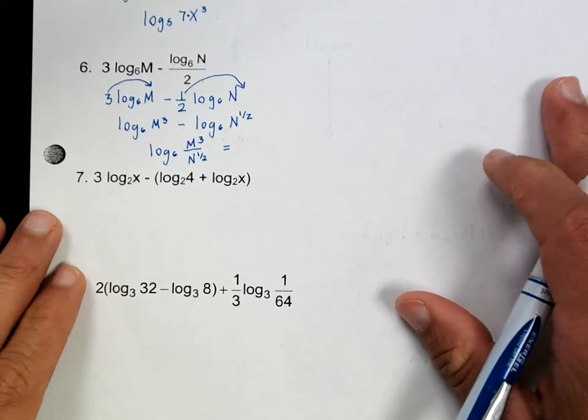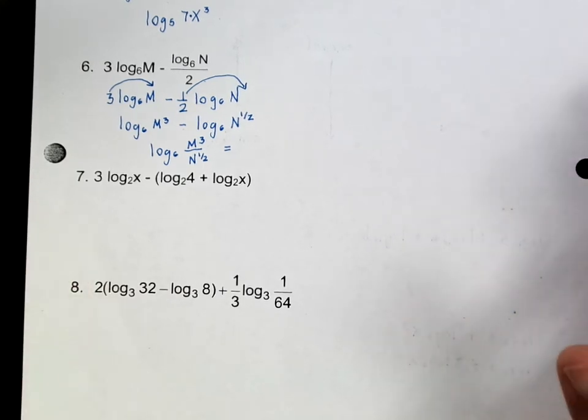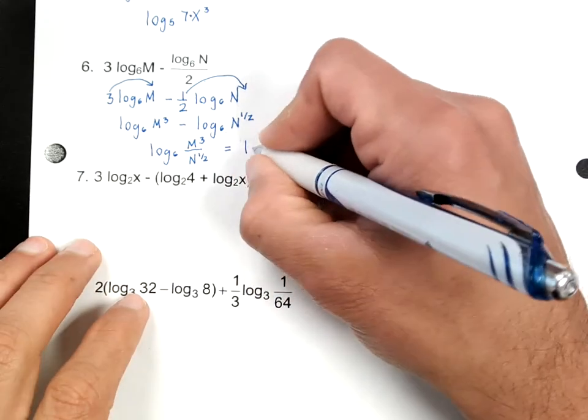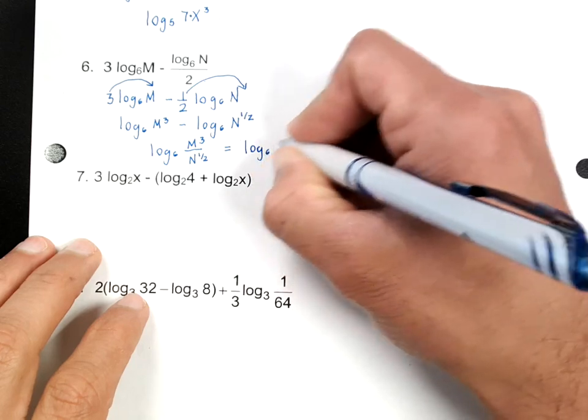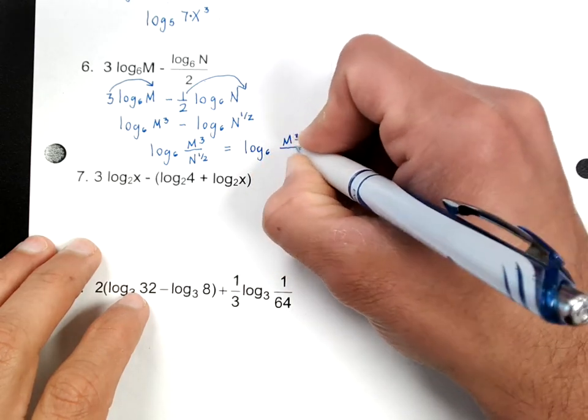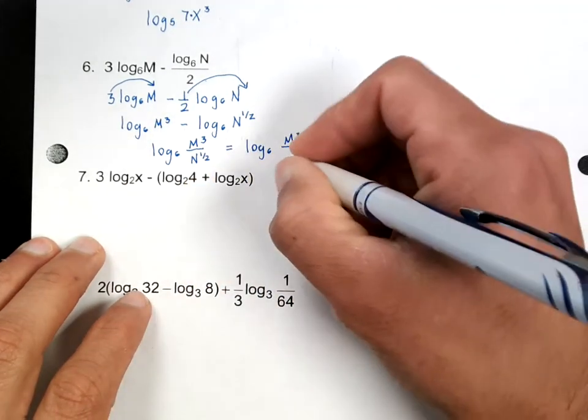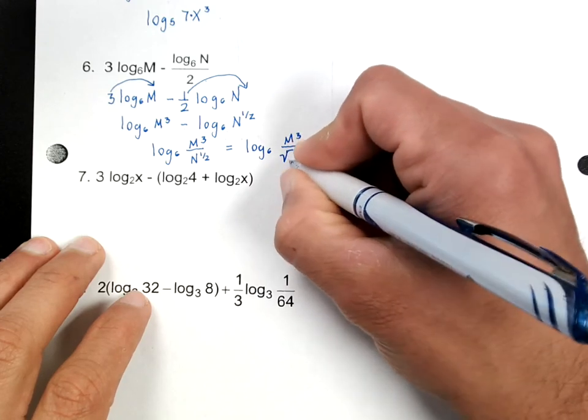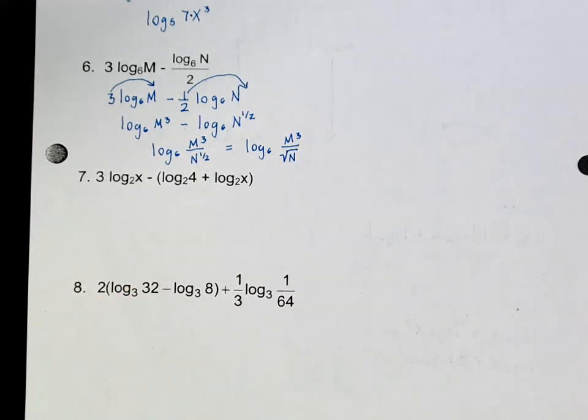which, if you had a multiple choice, which is what your quiz is going to be like, it's actually going to be matching, okay, on Friday. You can rewrite this as log base 6 m cubed, and remember, n to the 1/2 power is the same thing as the square root of n. All right, so either would be correct.